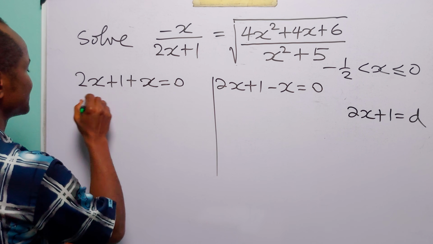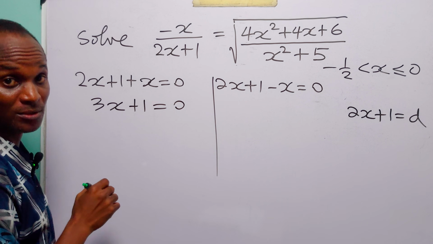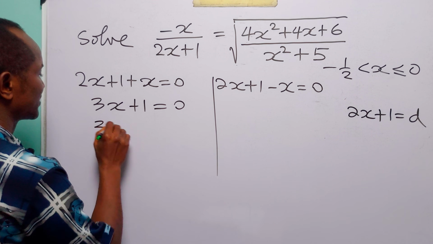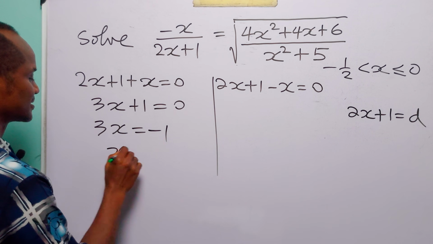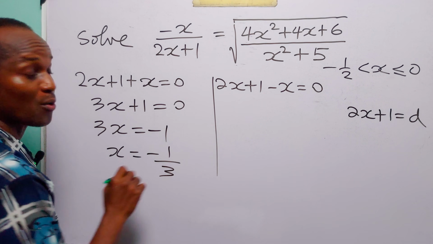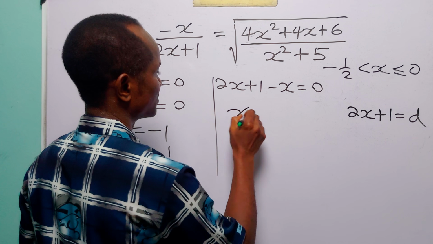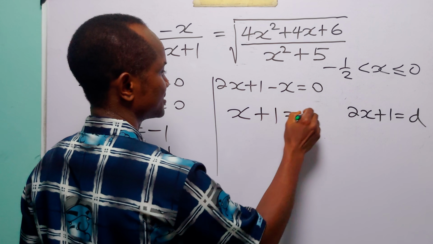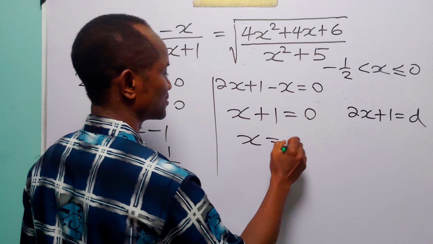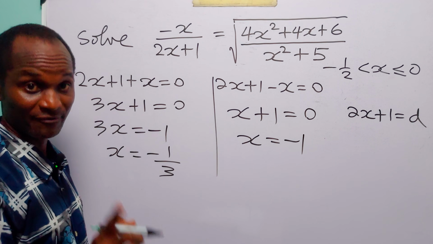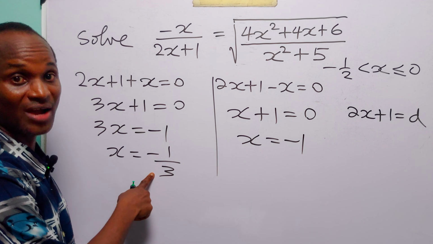2x plus x is equal to 3x plus 1. This is equal to 0. Now, 3x is equal to minus 1, and x is equal to minus 1 over 3. 2x minus x is equal to x plus 1. This is equal to 0. From here, x is equal to minus 1. We have two values of x, minus 1 and minus 1 over 3.